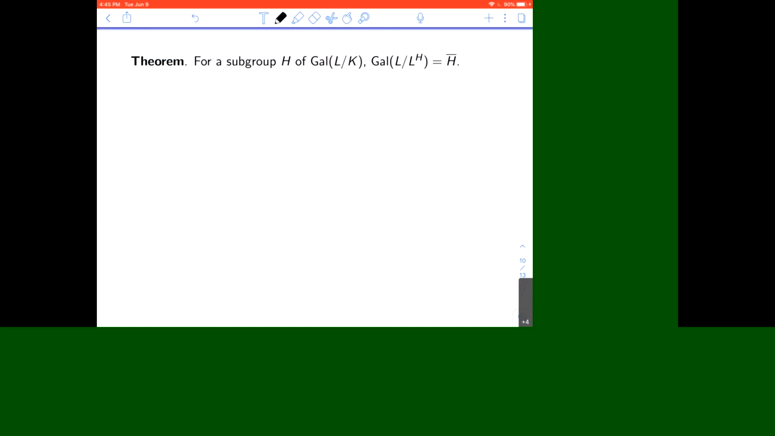Now I want to show you a little bit more how the topology works. Let's see that when I take a subgroup, look at the field it fixes, and look at the things that fix the field fixed by H, I actually get the closure of H.